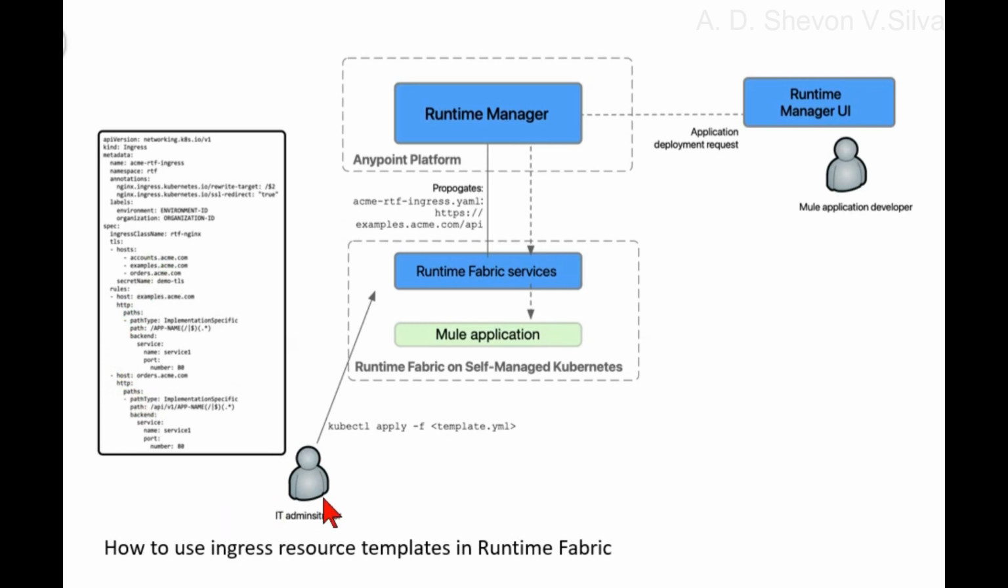3. An IT admin applies the template using the kubectl apply command. 4. From the applied template, Runtime Fabric creates placeholder URL domains and propagates the Ingress configuration in Anypoint Runtime Manager as a template for all application deployments.